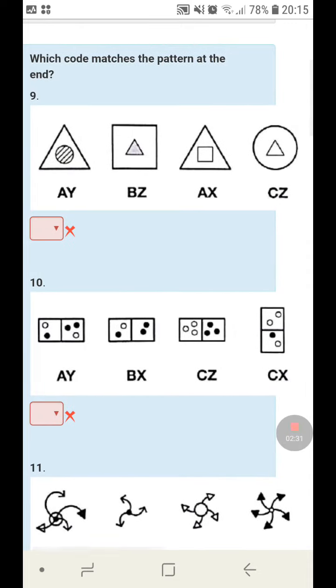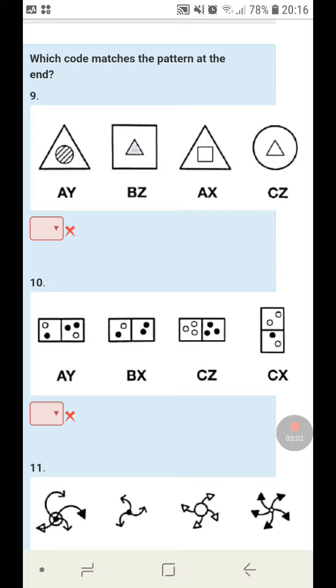So reasoning, non-verbal reasoning. Reasoning means you need to look for the trend, the common features. Now by looking at the codes AY and AX, they have one A in common. So the shapes they represent must have something in common. The common thing between them is the outside big triangle. So we can for sure say A represents the outside shape, and A is the triangle.